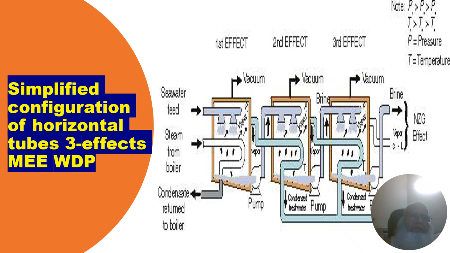This slide shows simplified configuration of horizontal tubes, three effects, MEE WDP. Again, this configuration is self-explanatory based on the first, second, and third effect. All the information you may require is visible on the configuration itself. Please go through this one and you will understand how the feed enters the plant as seawater and how the brine comes out as discharged water.